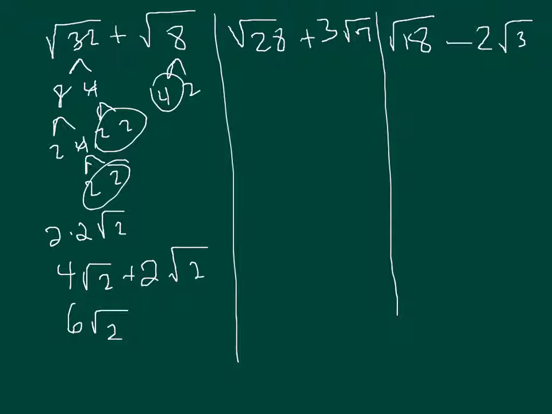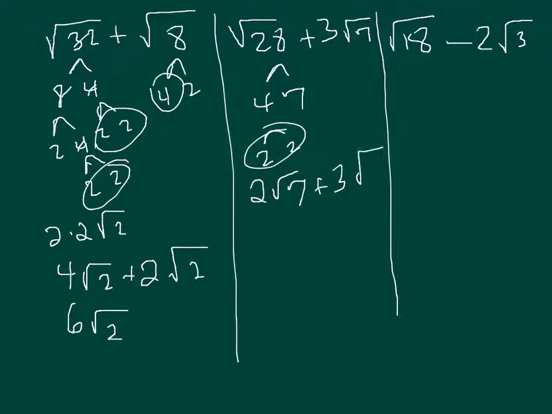The next one, 7 is a factor of 28, and it's also a prime number, so it probably will not come outside the radical. You're going to have 4 times 7 makes 28, so that's going to be 2 times 2, and a 2 comes out, and a square root of 7 is left underneath, plus 3 square root of 7's. Just like if you had a 2x plus a 3x, that would be 5x. So if you have 2 square root of 7's plus 3 square root of 7's, that's 5 square root of 7. And that's completely simplified.